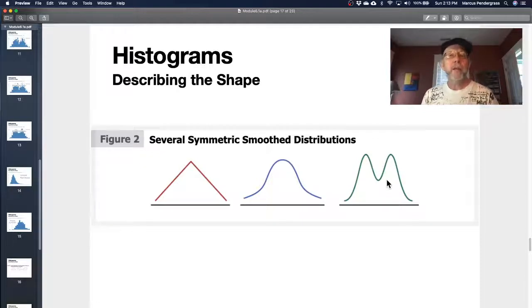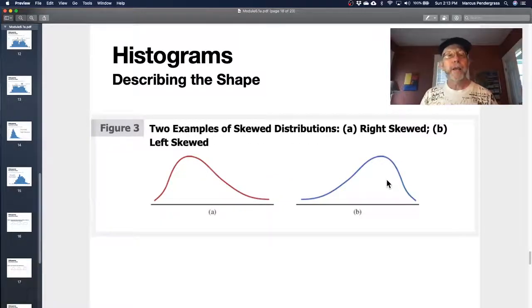Another way we classify distributions is by their symmetry. So here are three examples of symmetric density curves. Yet another way we classify them is with regard to their skew. So here's a density curve representing a right skewed distribution. This would be a left skewed distribution on the right here, distribution B, because the tail goes off to the left. So skewness, either right skewed or left skewed, is something we want to notice in distributions as well.